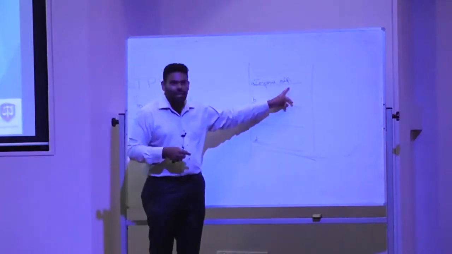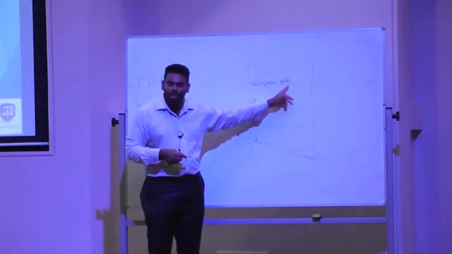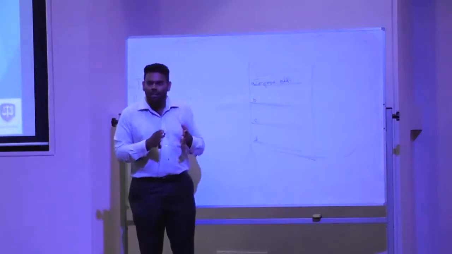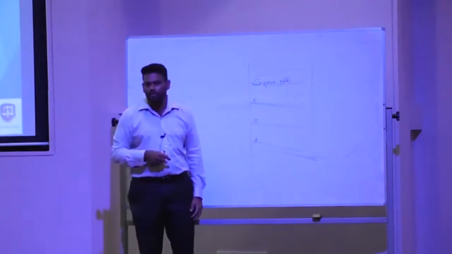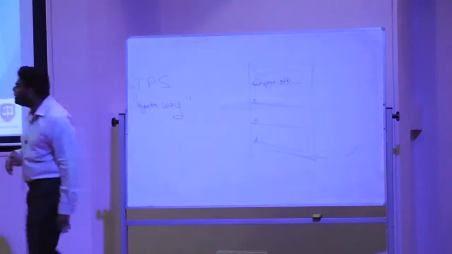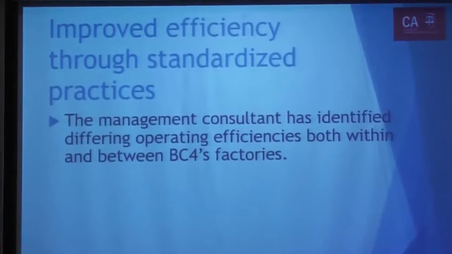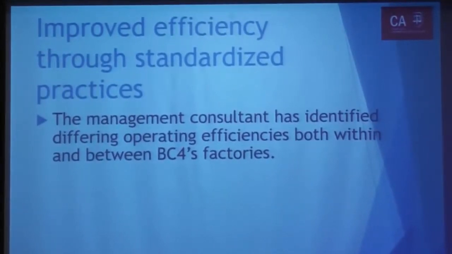So you have the benefit and you justify how. You have the benefit and you explain how it is relevant to this particular company, BC4, which is a furniture manufacturing company. Now let's go through some benefits and what needs to be included in the content. First one, improved efficiency. Okay, how? The management consultant has identified differing operating efficiencies both within and between BC4 factories.